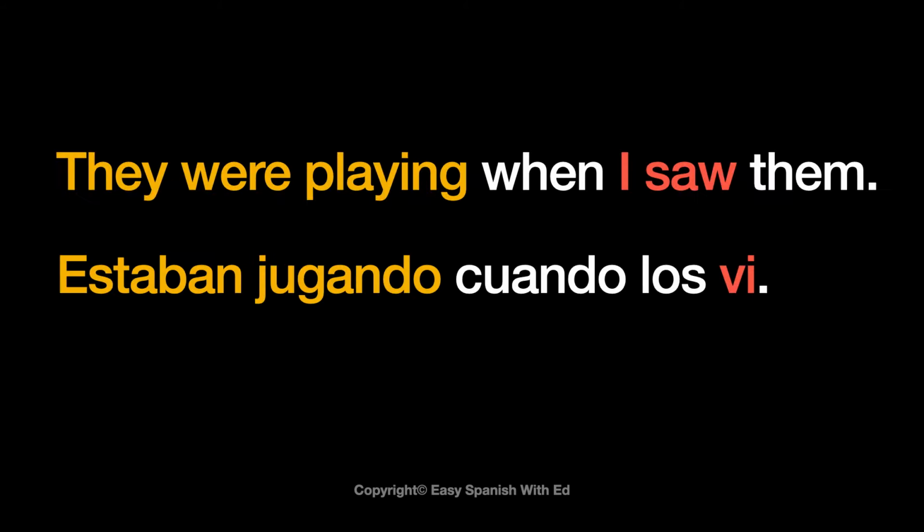And so how would you say this in Spanish, and would you use the preterite or the imperfect? Estaban jugando cuando los vi. This one is going to use both the imperfect and the preterite. Remember that we use the imperfect to set the background for another event that occurs in the past. That other action or event is going to use the preterite. They were playing. That's background information. I saw them. That's a clearly completed action, an event.